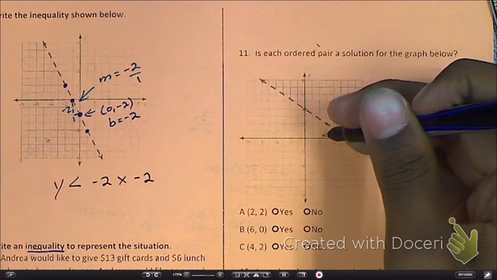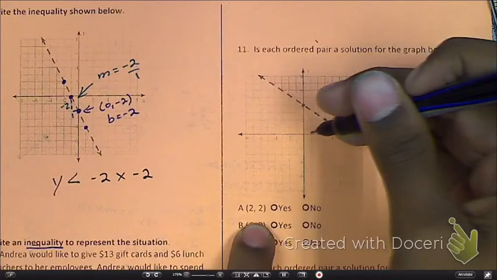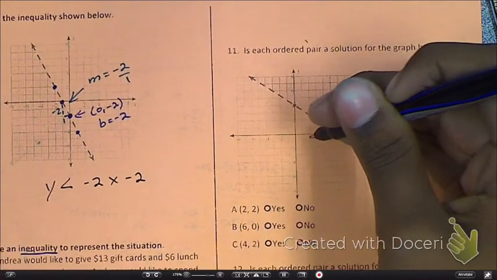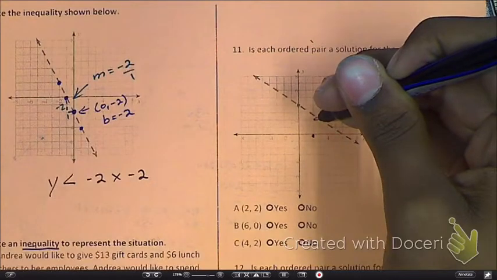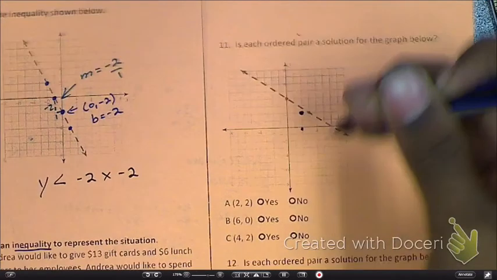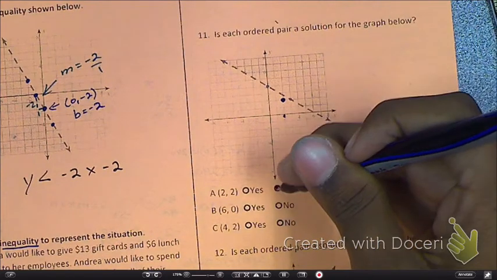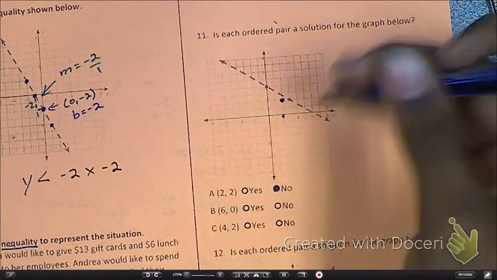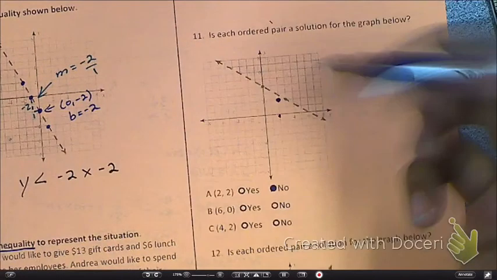All right, so basically, you see the first one is 2x, 2y. So you start off at 2x right here, and you go up to 2 right here. So this is gonna be your point right here. And this is not a solution. The reason it's not is because it's not in the shaded area or on the dashed line.